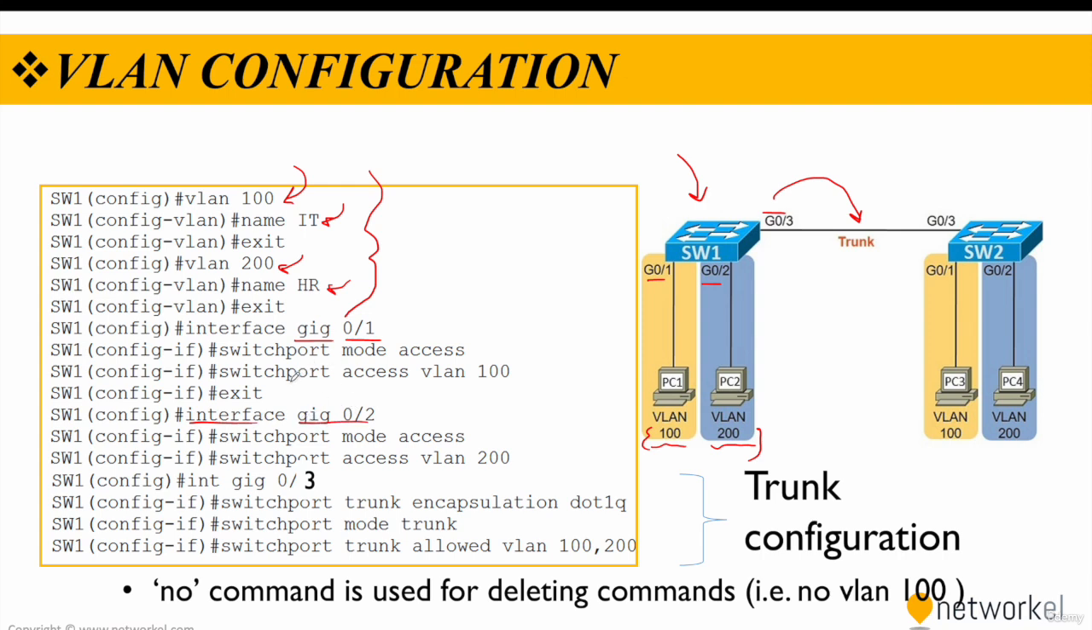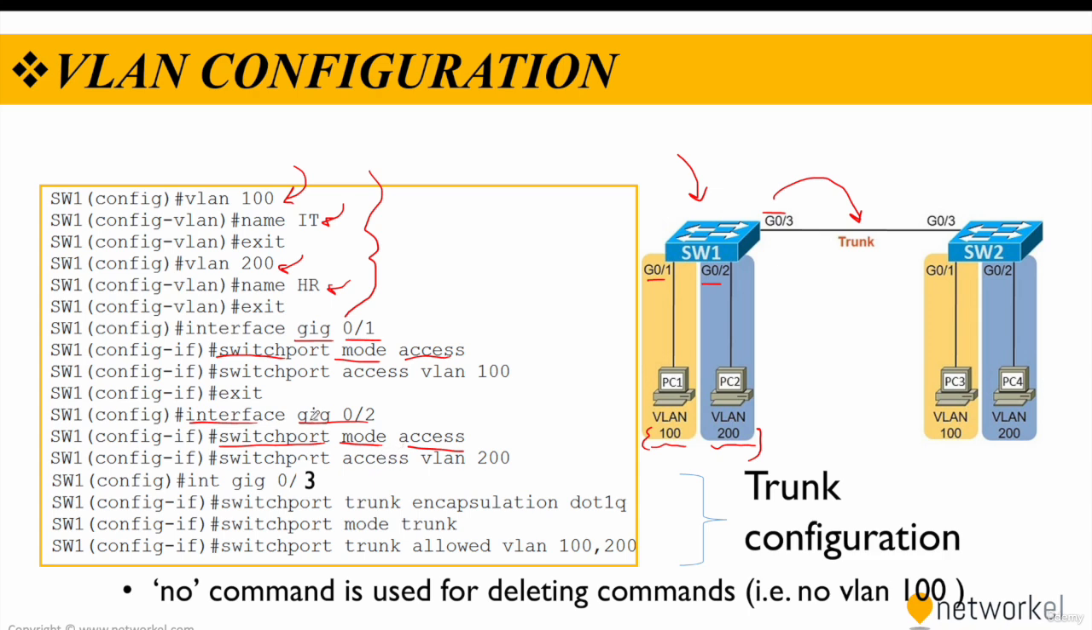And then I am typing my switchport modes as access for Gig 0/1 and Gig 0/2 interfaces. Switchport mode access. Why am I typing access? Because these ports are carrying just one single VLAN.